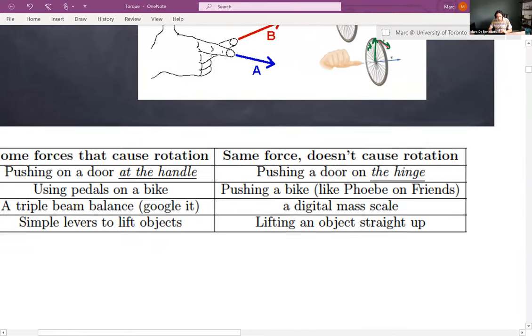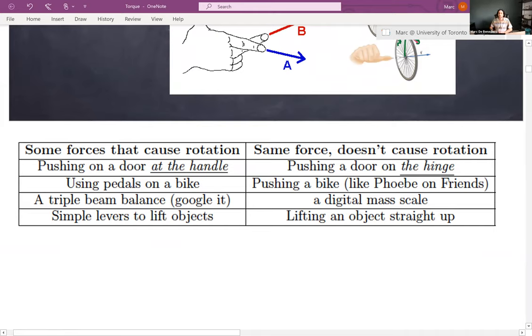Okay, so let's talk about some situations where forces will cause torque and where the same force will not cause torque. So for instance, pushing a door at the proper location of the handle will cause torque, right? You rotate the door about the hinge and it opens the door. If I take the same magnitude of force, F, and I change the location of where I apply the force, and now instead I push at the door hinge for some crazy reason, I don't know why I would ever do this, but let's say you push with the same amount of force at the door hinge. That door is not going to rotate.